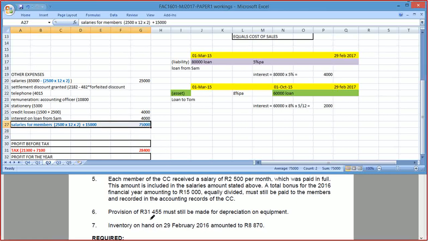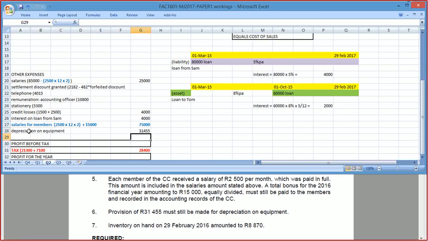Okay, provision of 31455 must still be made for depreciation. Where do I put depreciation? See, this is easy. What is depreciation? A loss. So won't it be a liability? No. It will be an expense. Yes. Depreciation on equipment, 31455. Inventory on hand. Do I need that? Yes. Of course I do. There's my closing stock, 8870.